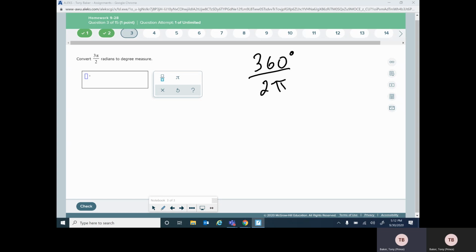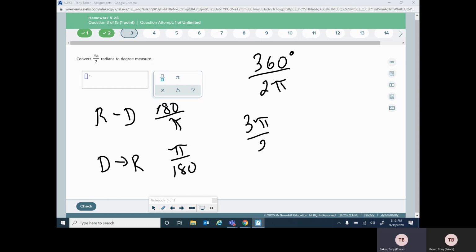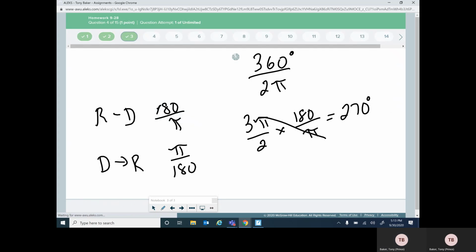So if I'm going from radians to degrees, I'm going to do 180 divided by pi. That's basically what we got there. Degrees to radians, I'm going to do the opposite: pi over 180. So for this problem, I've got 3 pi over 2, and I want to change that to degrees. So I'm going to multiply that by 180 over pi. The pi's cancel out, and I'm left with 270 degrees.